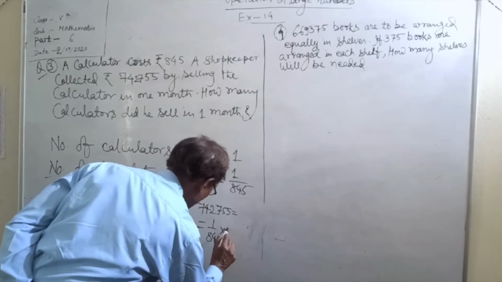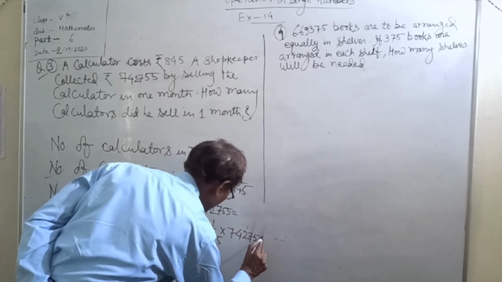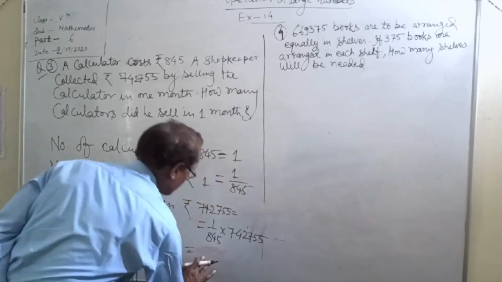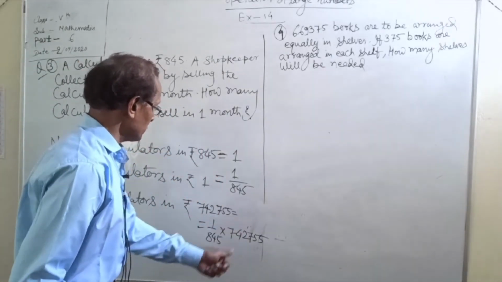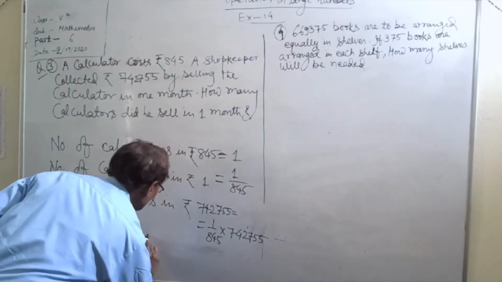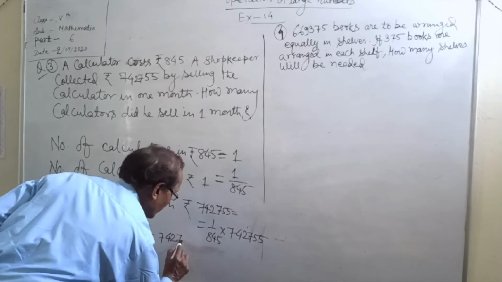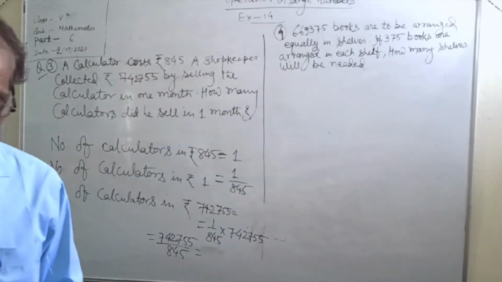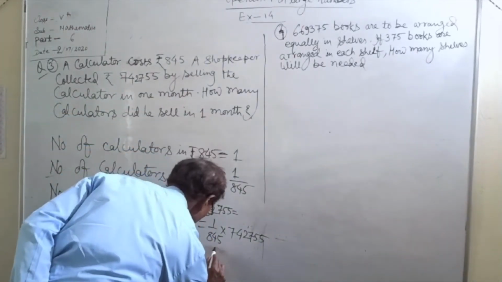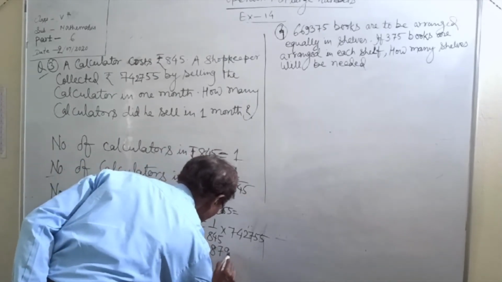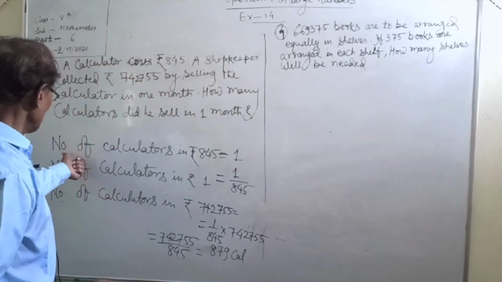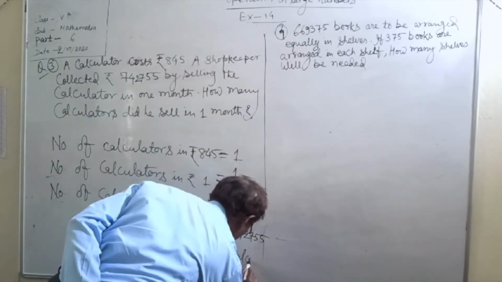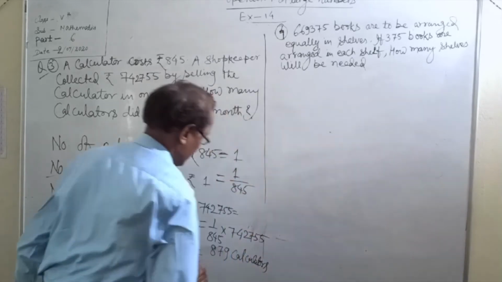1845 multiplied by 742755. After division, this multiplied by this, that is equal to this. So you can write this one as 742,755 divided by 845. After division, we will get the value 879. What we are putting on the right side? Number of calculators. So that will give the number of calculators. Is it right?